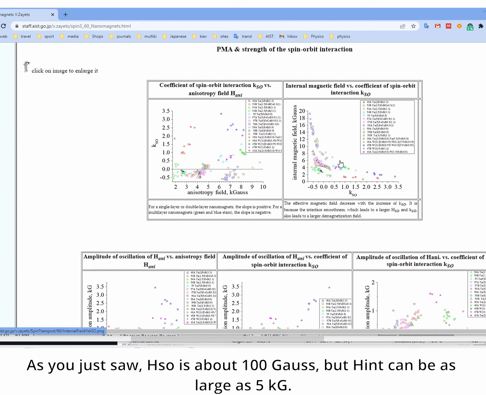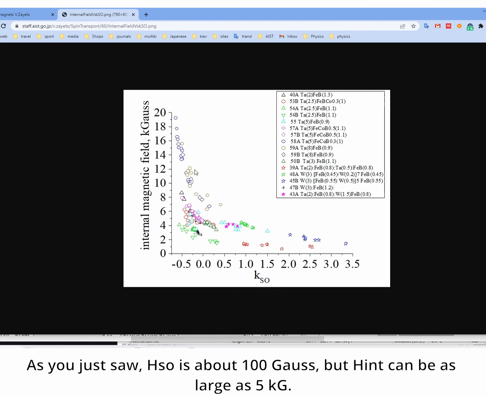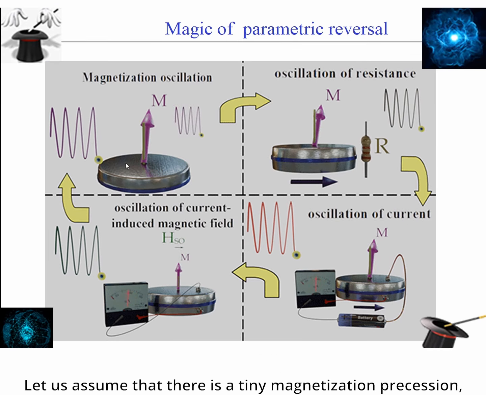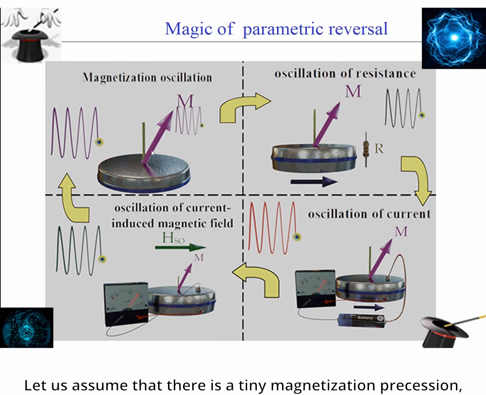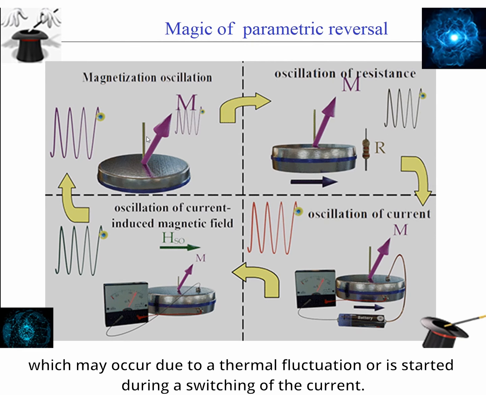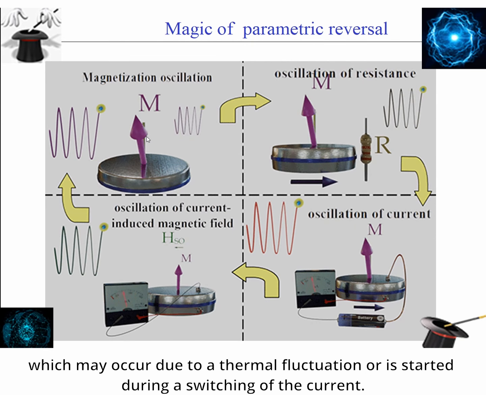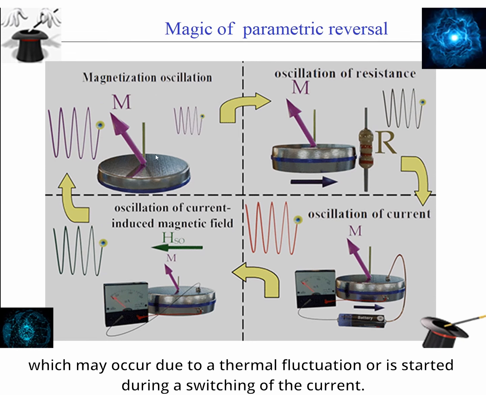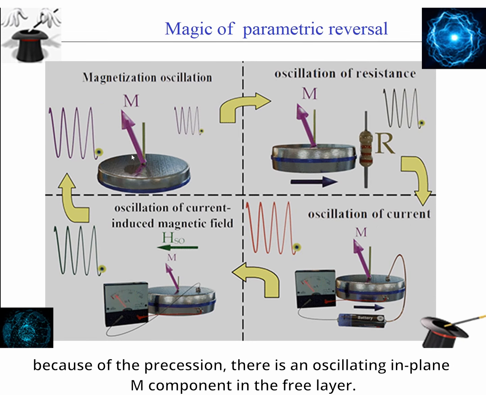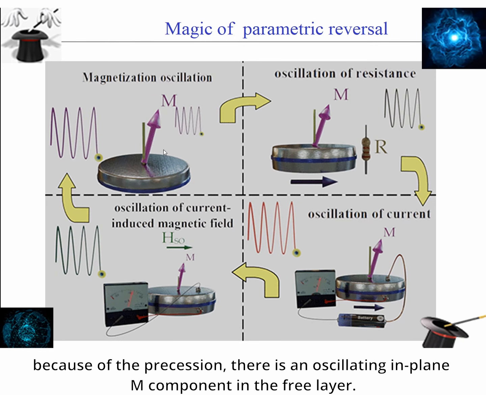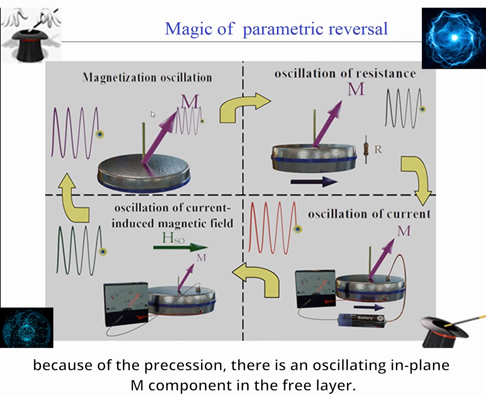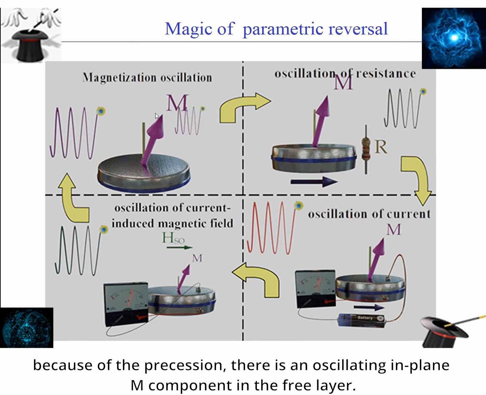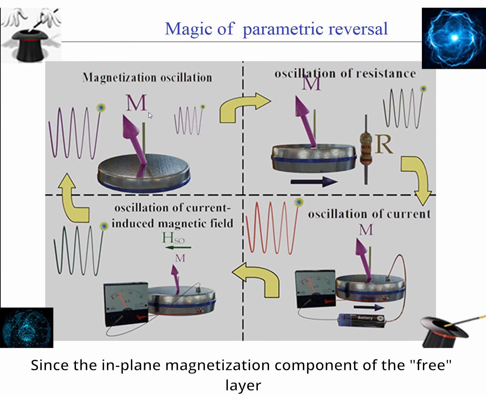As you just saw, the measured offset magnetic field is about 100 Gauss, but this intrinsic magnetic field can be as large as 5 kGauss and more. Let us assume that there is a tiny magnetization precession, which may occur due to a thermal fluctuation or is started during a switching of the current. Because of the precession, there is an oscillating in-plane magnetization component in the free layer.